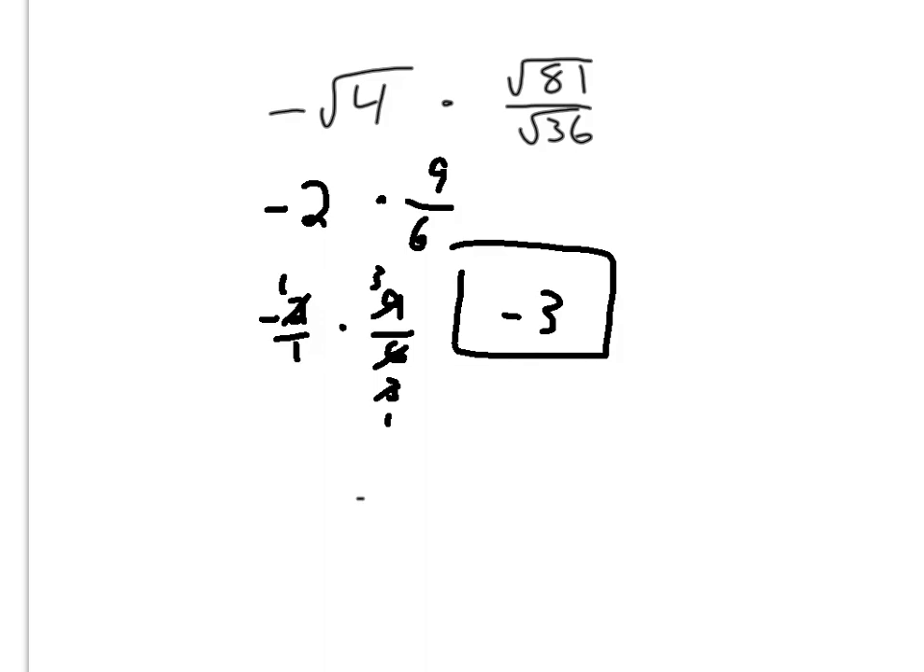Okay, so it's crazy how we can take a problem that looks like this to start with and simplify it all the way down to negative 3. And that's your lesson on the quotient property.